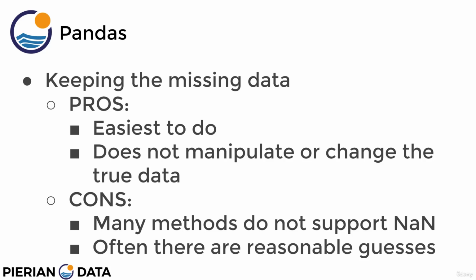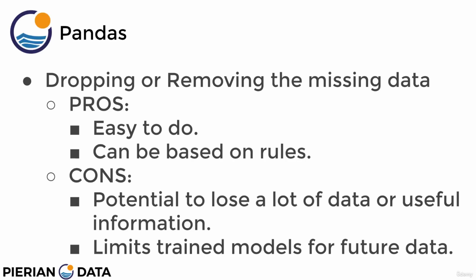So the pros of keeping the missing data: it's very easy to do, and it doesn't manipulate or change anything. Now let's talk about dropping or removing the missing data. The pro to this one is that it's also relatively easy to do. Pandas makes it really easy to either drop a row that's missing some data or drop an entire column or feature that happens to be missing a lot of data points.